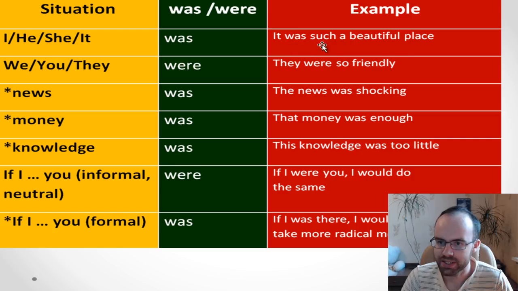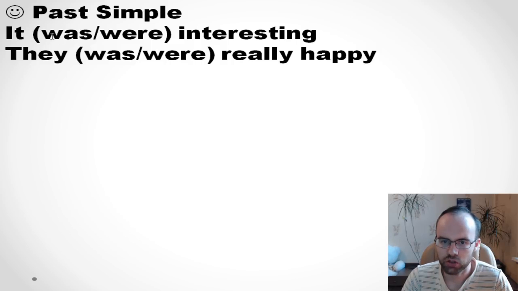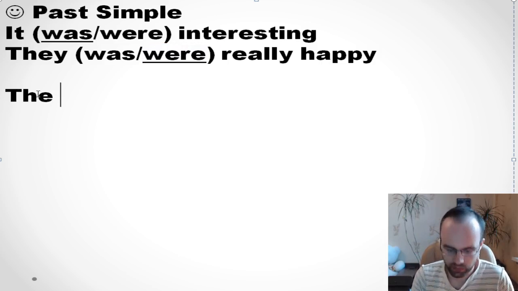Look, it was such a beautiful place. So we use was with he, she, it. They were so friendly. So we use were with we, you, they. Okay, you see, it's a short test. You need to choose the correct answer. So it was interesting, right? They were really happy.